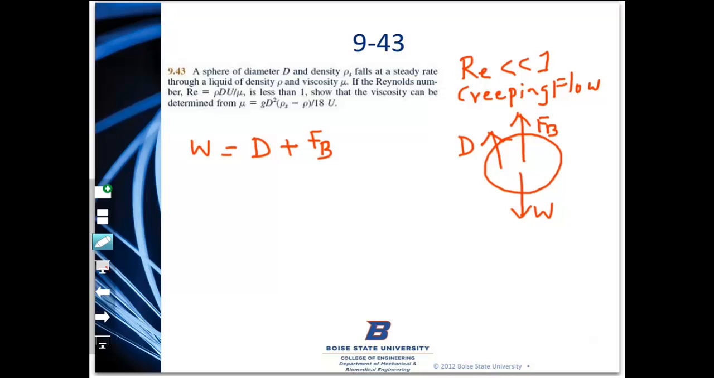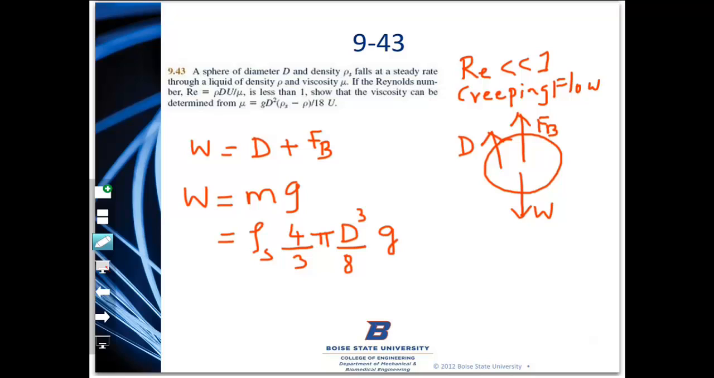Now let's try to write the weight, drag, and the buoyancy force in terms of the variables given in the problem. So you know that weight is mass times acceleration due to gravity, right? And I can write mass as volume times density, and now we are talking about the sphere, so it will be density of the sphere times the volume of the sphere, 4/3 pi r cubed, where r is d over 2, so this is what you end up with.